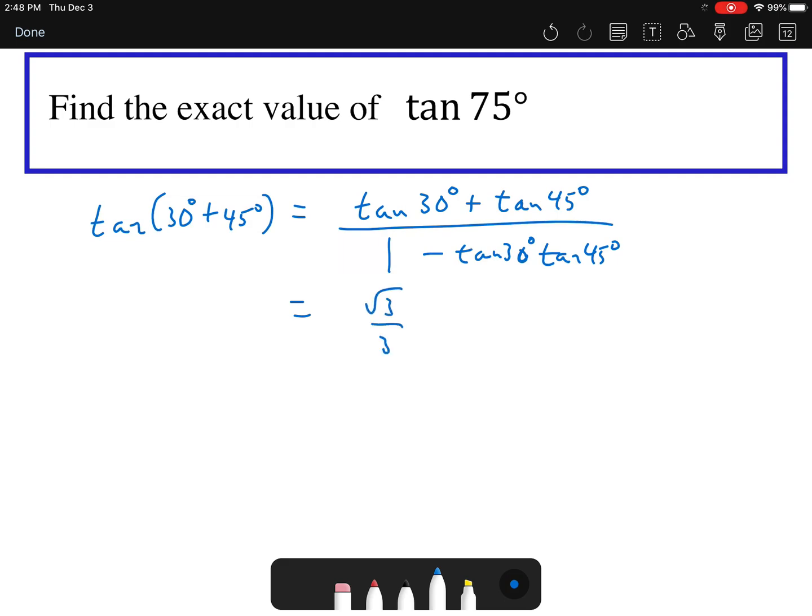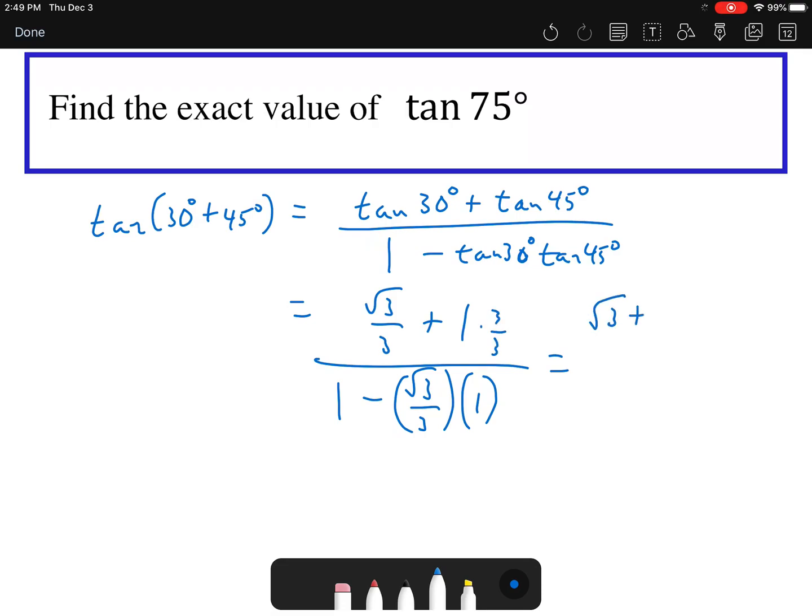Okay, so now we just evaluate. The tangent of 30 is radical 3 over 3. The tangent of 45 is 1. So we just fill that in here, and we try to simplify. Hey, you've got to get a common denominator. Well, that's going to be a 3. So that's going to be radical 3 plus 3 all over 3. Over here, we've got to get a common denominator. That's going to be 3 minus radical 3 all over 3.